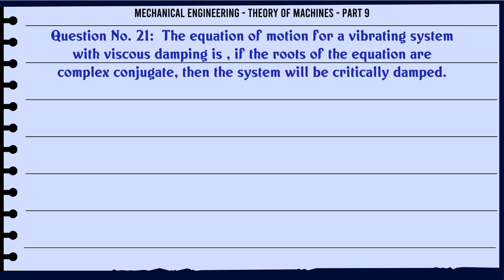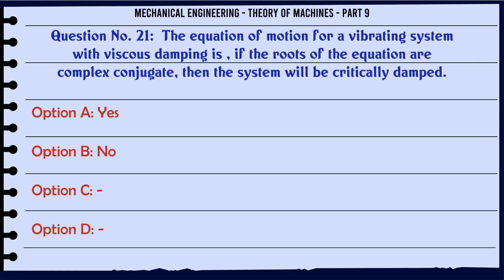The equation of motion for a vibrating system with viscous damping is given. If the roots of the equation are complex conjugate, then the system will be critically damped.